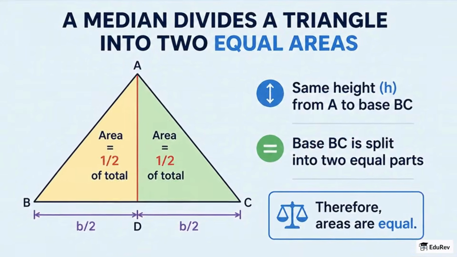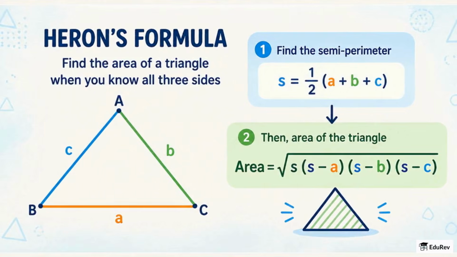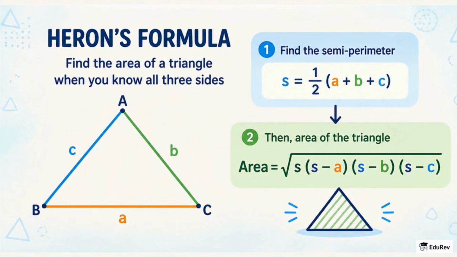A median from the top vertex divides a triangle into two smaller triangles of equal area because they share the same height to the base split in two. Heron's formula finds the area when you only know all three sides A, B, C.